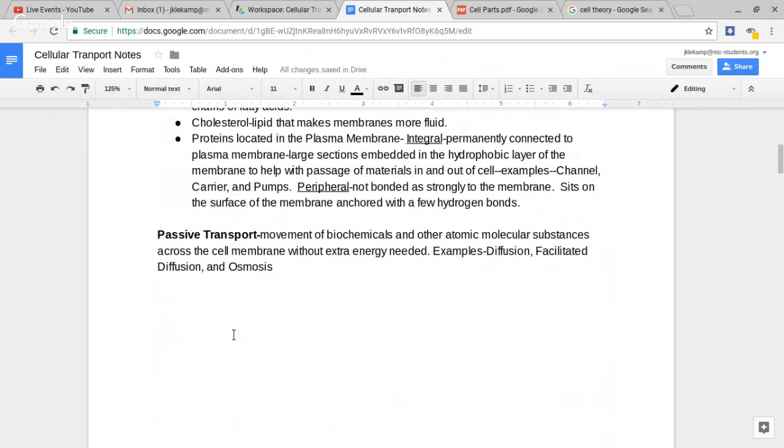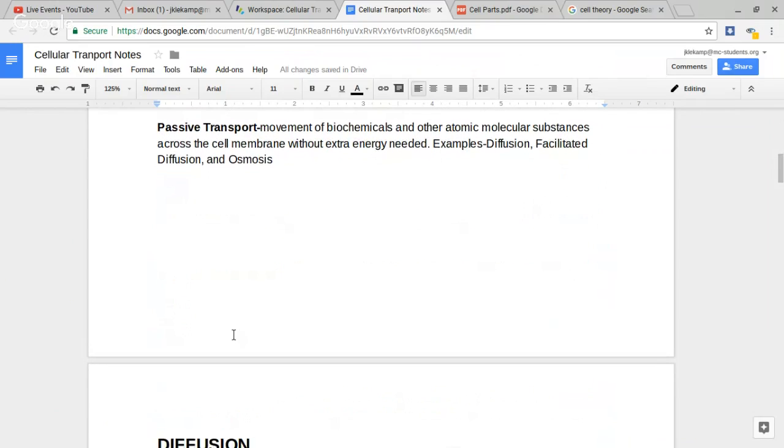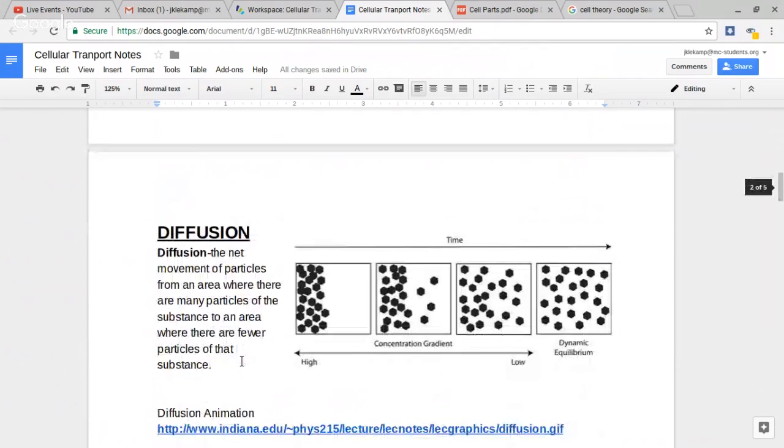So when we talk about cellular transport, we're really talking about two different types. The first one is passive transport, and it's the movement of biochemicals and other atomic molecular substances across the cell membrane without extra energy needed, and it will go from a high to low concentration. Examples would be diffusion, facilitated diffusion, and osmosis. The first one that we are going to talk about is diffusion.